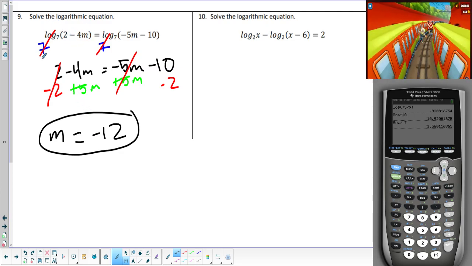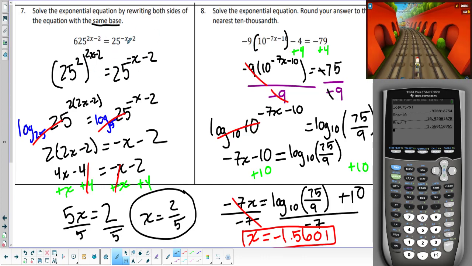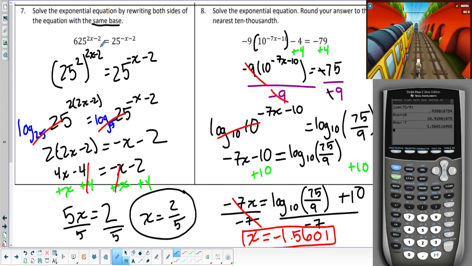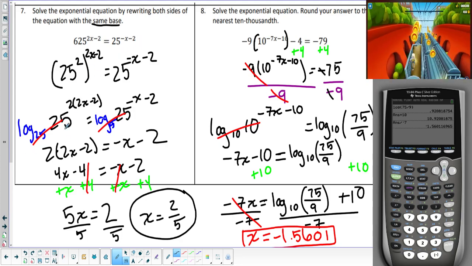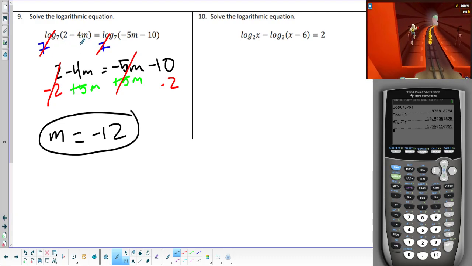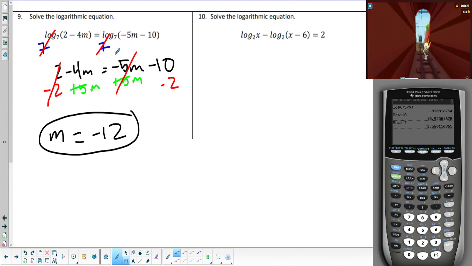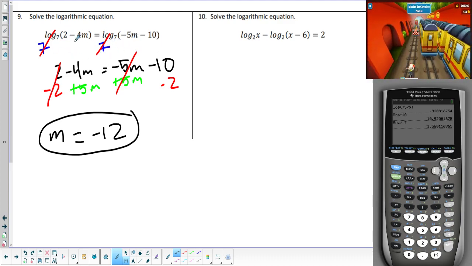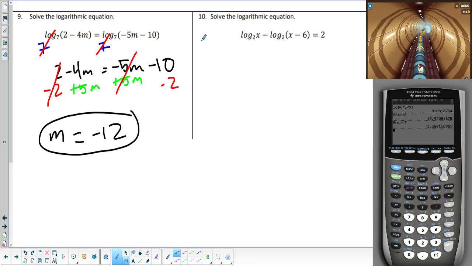This one, very similar to this problem, is that when you have a common base, or a common log base, the arguments are equal to each other, just like the exponents were equal to each other here. So we can just take the shortcut and say 2 minus 4m has to be equal to negative 5m minus 10. It also makes sense because if these are equal to each other, then the arguments better be the same, right? All right, so what about this one though?